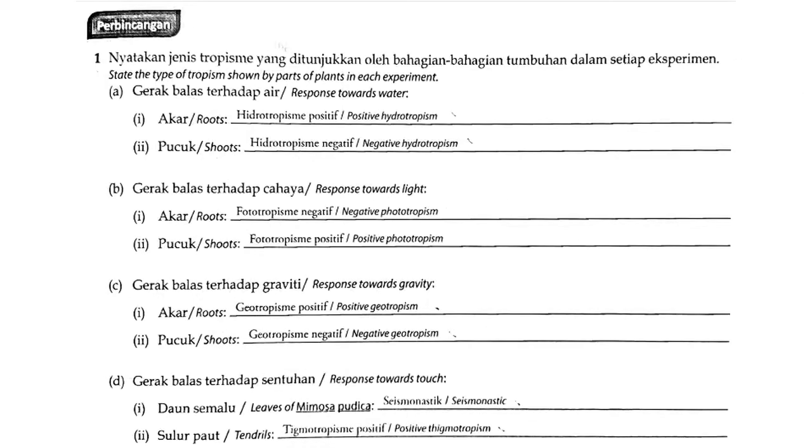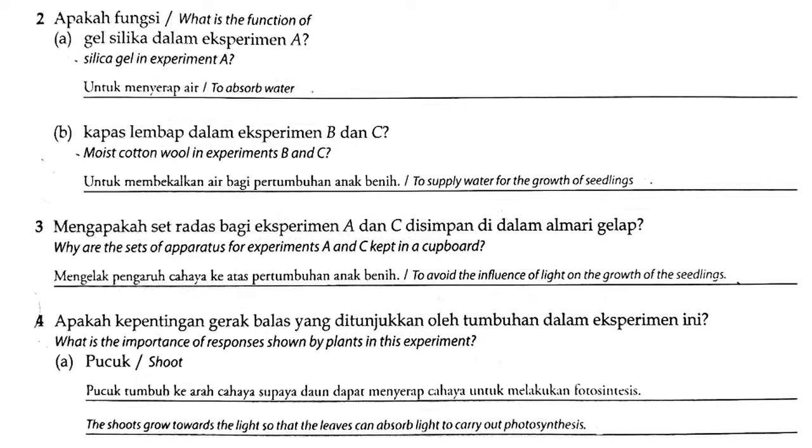Discussion: 1. State the type of tropism shown by parts of plants in each experiment. A. Response towards water: roots, positive hydrotropism; shoots, negative hydrotropism. B. Response towards light: roots, negative phototropism; shoots, positive phototropism. C. Response towards gravity: roots, positive geotropism; shoots, negative geotropism. D. Response towards touch: leaves of mimosa pudica, seismonastic; tendrils, positive thigmotropism.